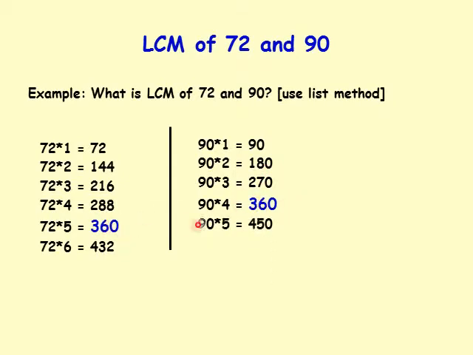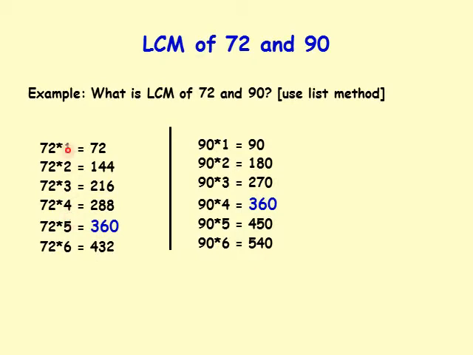Let's continue here. So 90 times 5 is 450. Okay, we don't need to go that far, but that's okay. Let's continue. And then we have 90 times 6 is 540. We see that this is the only matching multiple so far we got. Okay, and this is the least one. This is the first one.